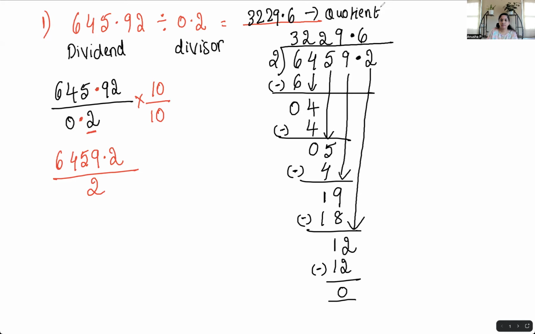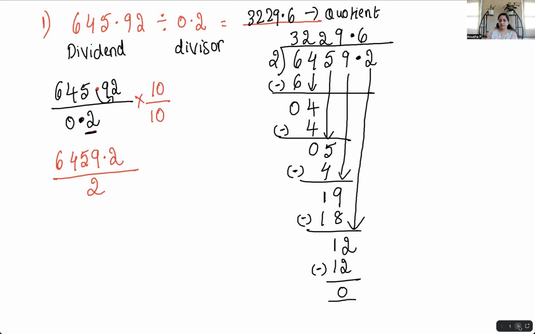Okay. So it is same as your regular divisions and the decimal division. But here in the divisor, we have a decimal point. So after the decimal point, we have one number. So we are multiplying by 10 on the top and 10 on the bottom. When you multiply by 10, you will move the decimal point one step to the right and you will write it as 6459.2 and then you're dividing by 2. Okay.